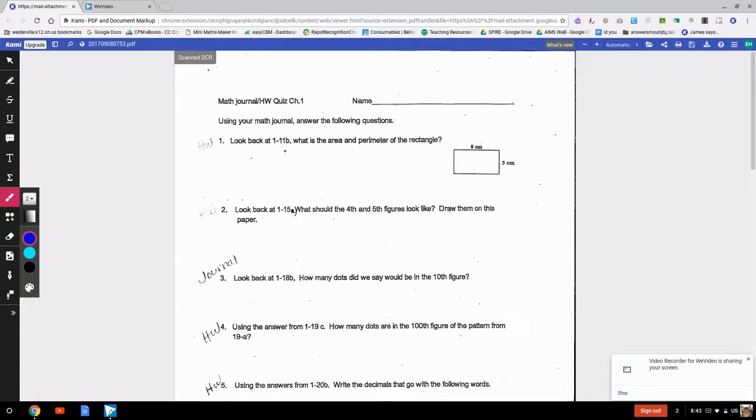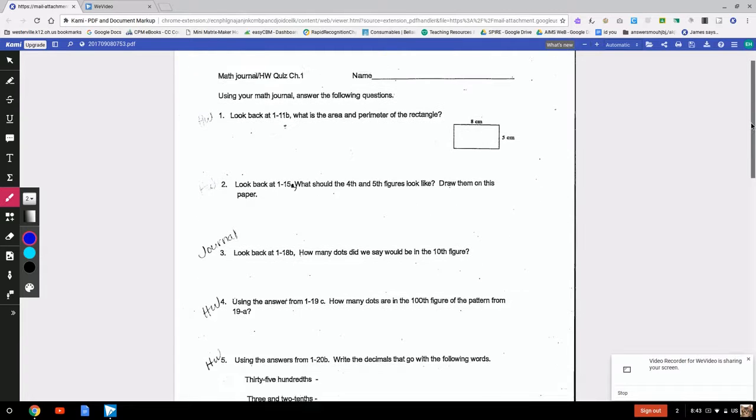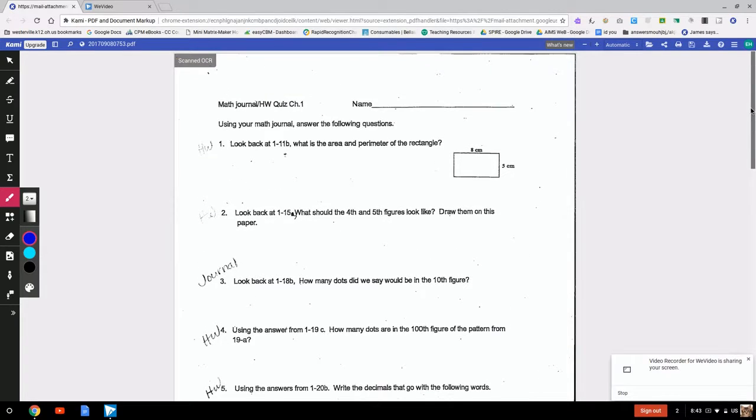There's no reason you should get anything wrong on this because you have all the answers. You've graded all your work in class. So, again, there's no excuse for you or us to mark anything wrong on your paper. So, just things not to forget in case you didn't do it in your journal.